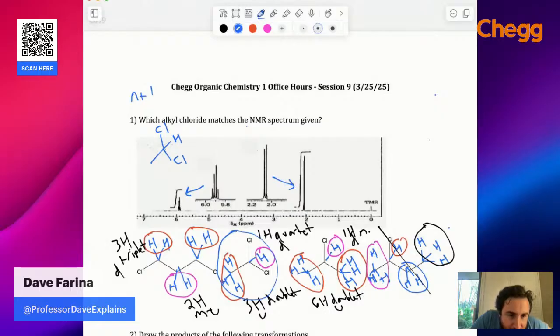Let's see if we missed anything. Jordan asks if I can explain optical activity at some point. So just very, very briefly, something that is optically active is chiral. So if it is chiral, it is optically active. So if a molecule is chiral, it has an enantiomer, it is optically active. That means it rotates plane polarized light.